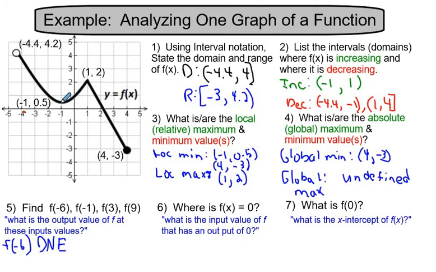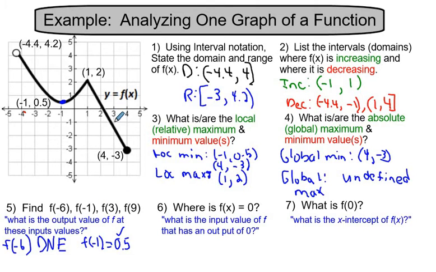So f of -1 is right here. That's that point. And so what is the output value of -1? It's 0.5. So the way you would write that is f of -1 is equal to 0.5. And that is the answer.